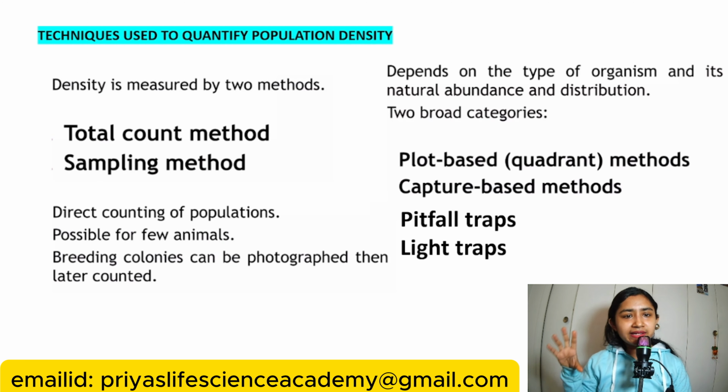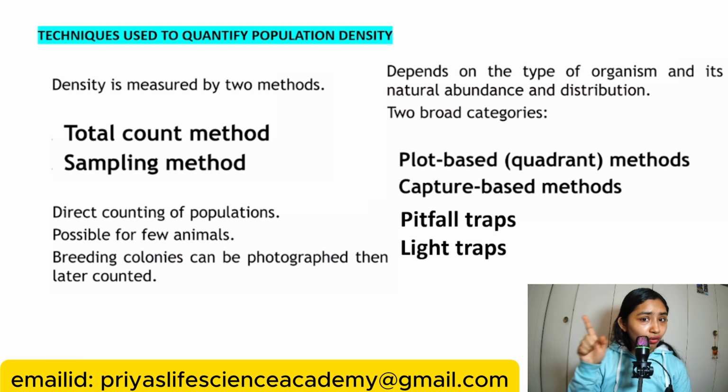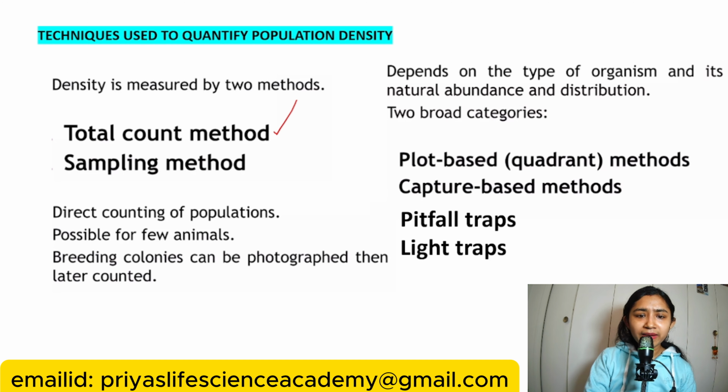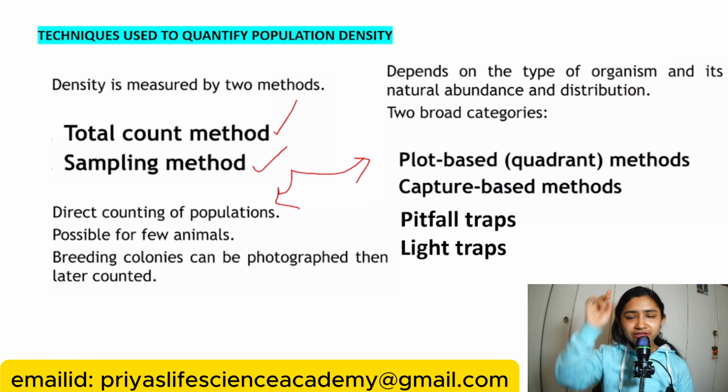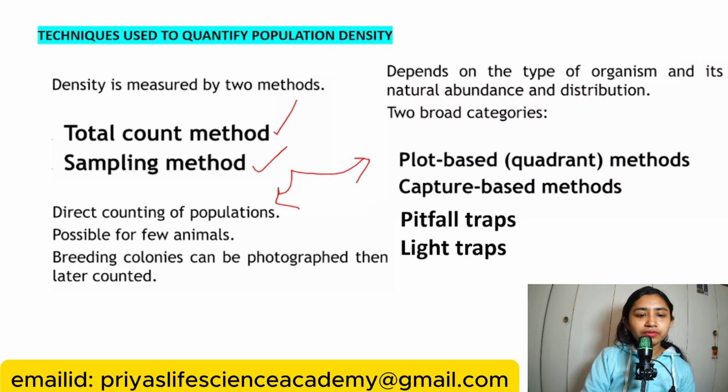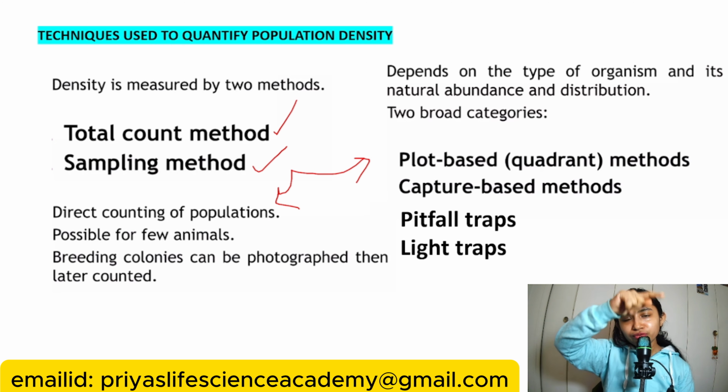Now there are several techniques to quantify, to know the population density. Density is measured by two methods: one is the total count method and the other is the sampling method. The total counting method is direct head counting, the direct counting of populations, and this is possible for few animals. Because if there are few animals, counting the heads is logical. But if there are too many animals, how can you count the number by just head counting?